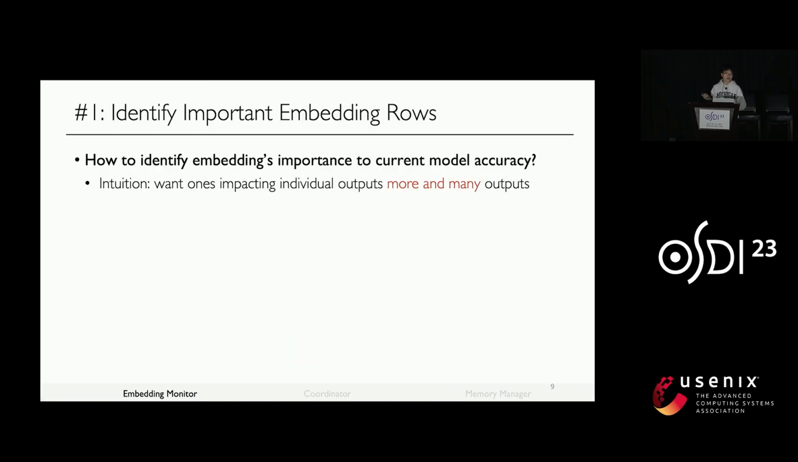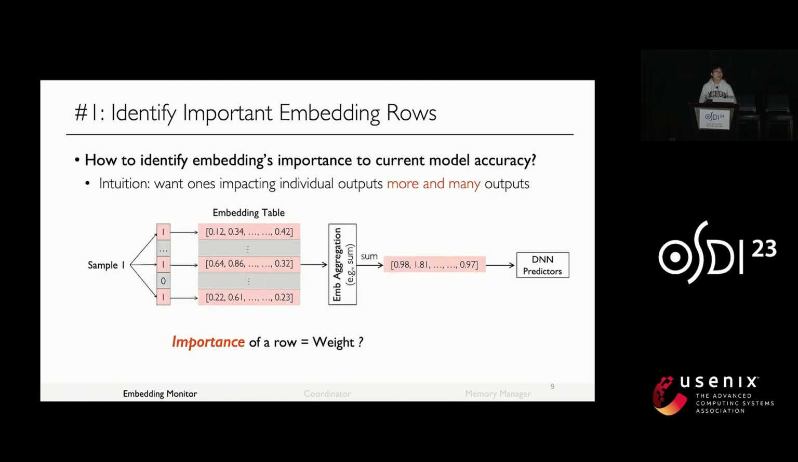Next, let's tackle the first one: how to identify the importance of each embedding row to current model accuracy. This accuracy is determined by the model output and ground truth. So we should think about which embeddings impact model output the most. During the aggregation of accessed embedding IDs, we are seeing that larger weights would have a larger impact. But now the problem is, once we remove an embedding row, we don't know its future embedding weights as the training moves on.